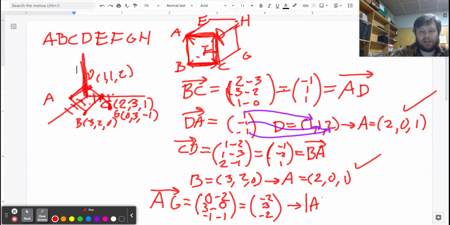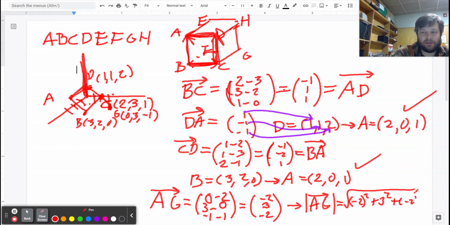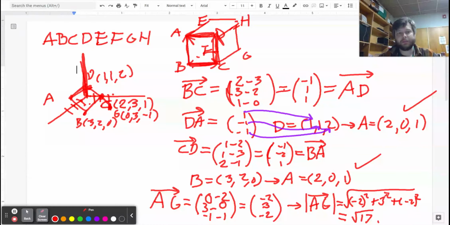The length of AG is just the square root of -2 squared plus 3 squared plus -2 squared. So 4 plus 9 plus 4, 17. Yeah, it's the square root of 17. Now to find the volume of the cuboid, we can just do our length times width times height.